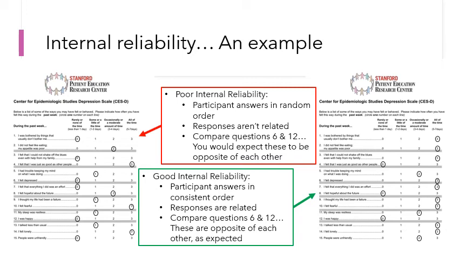We use something called reverse coding in order to score these. But overall, if you can see the consistency in the right side as compared to the inconsistency in the left side, you understand what makes a measure more reliable versus what makes one less reliable.